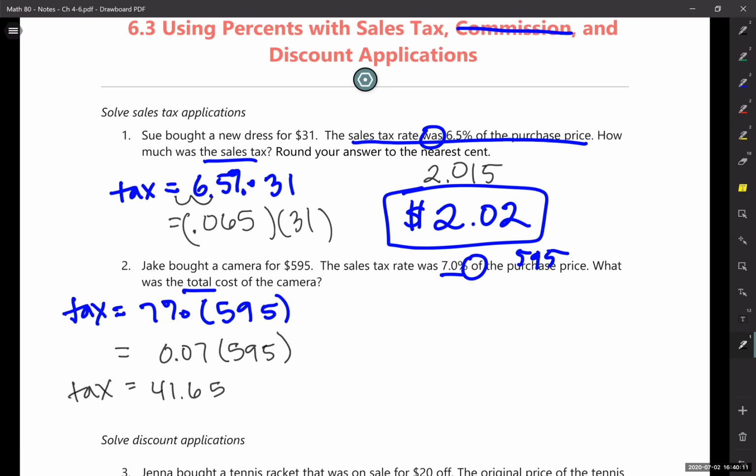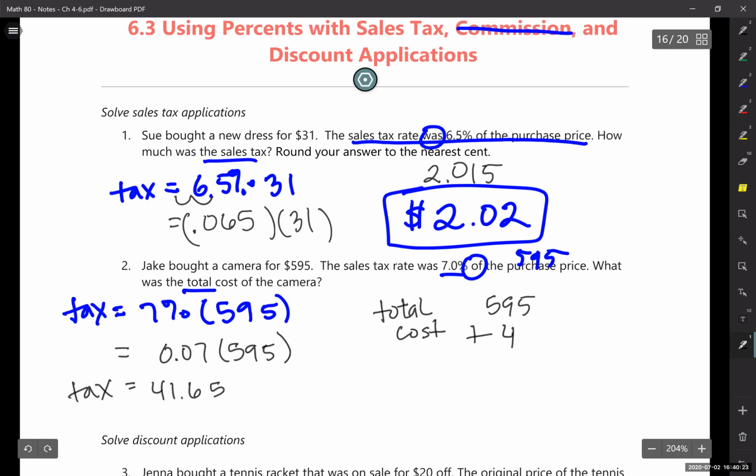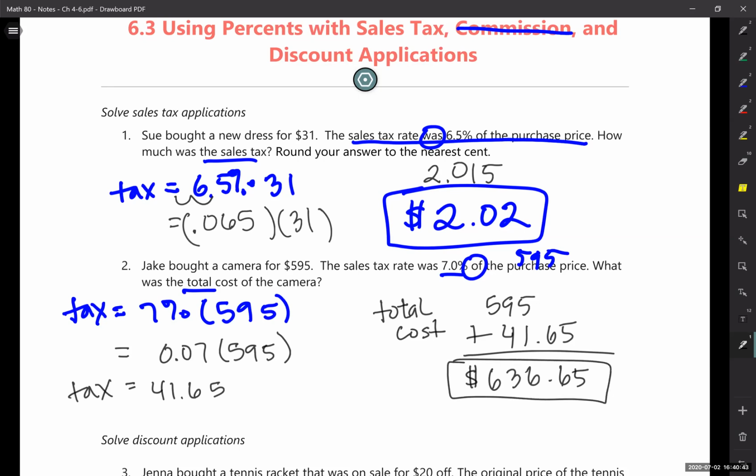The total cost is $595 plus the tax. So we just take our tax and we add our original price of the camera to it and get $636.65.